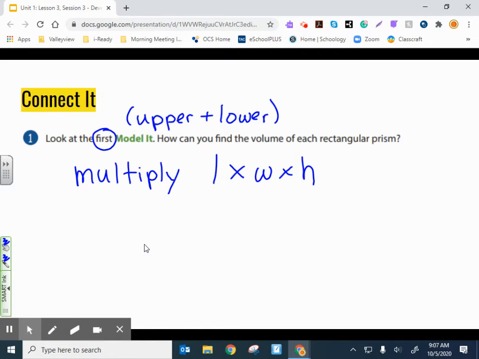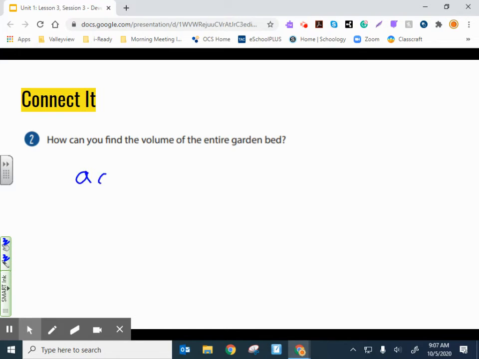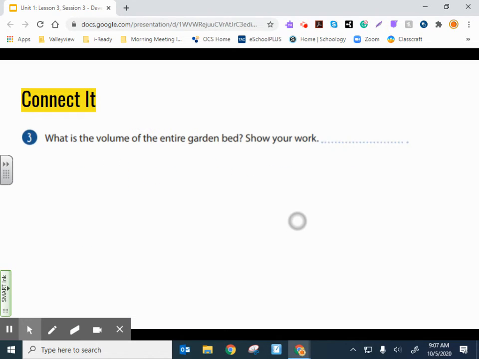Again, don't try to answer too much in some of these questions because they do break the questions down into different parts. Two, how can you find the volume of the entire garden bed? You add up the two volumes. So you find the volume of the upper part, and then the volume of the lower part, and you add them up. So just add. Next, what's the volume of the entire garden bed? Show your work.